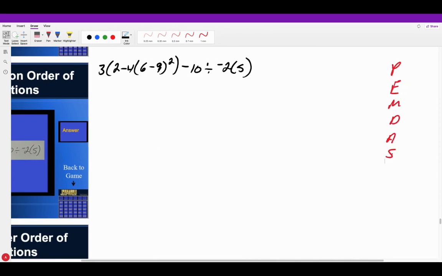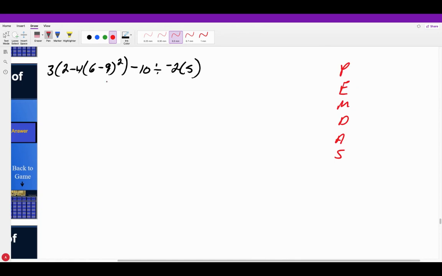So remember, the first thing that we need to do is our parentheses. So here I see a lot of parentheses going on. So I need to do my innermost parentheses first. So I need to do 6 minus 9. So we have 3 now times 2 minus 4. And 6 minus 9 is negative 3 squared. Minus 10 divided by negative 2 times 5. Then I need to do my exponent. Well, here we have negative 3 squared.